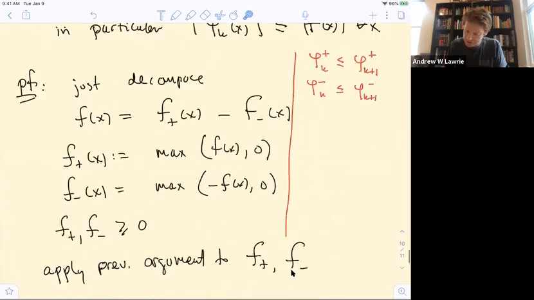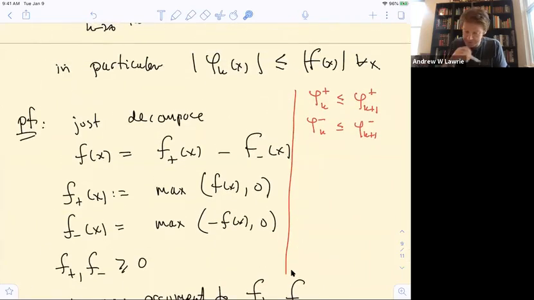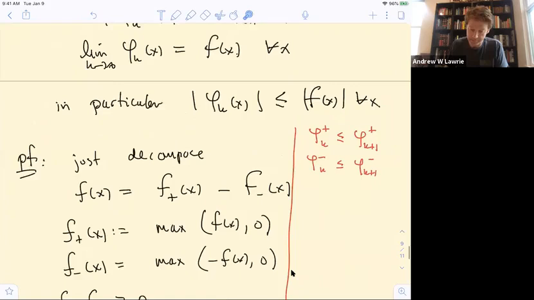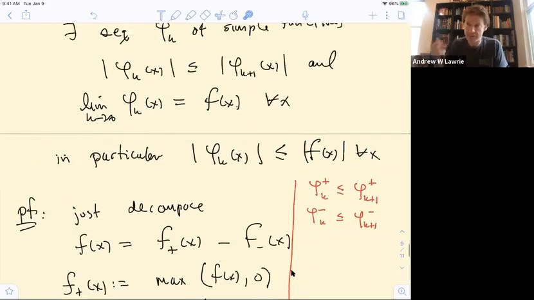So where are we? The absolute value is just going to be, at any particular x, either phi k plus or phi k minus equal to zero, and then the absolute value is just given by whichever one is not equal to zero. And then I have that. Does that make sense?